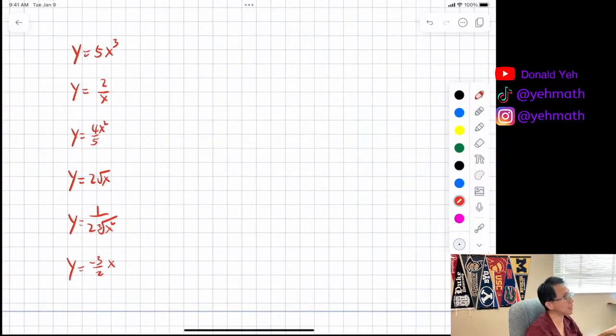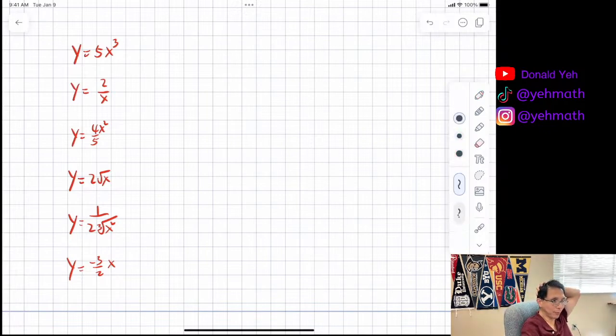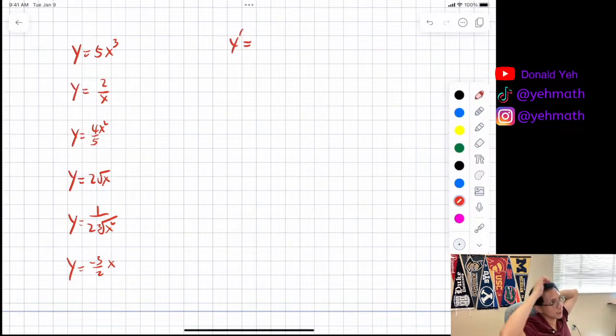Remember that number that's in the front, you can ignore it for a little bit and just focus on the x to the whatever power. Once you take a derivative, just multiply at the end. That's my preference. I actually don't take it out, but just so you know, they are separate. So I want you to take a derivative. On the first one, just write down y prime. y prime is another notation for the derivative of something.